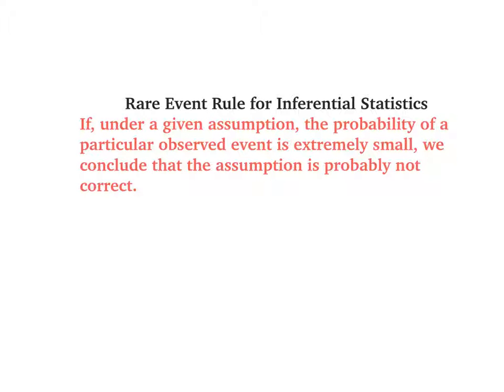First one is huge. Wish I could just drill this right into your head. It says rare event rule for inferential statistics. We're going to be doing this rule so much. It says under a given assumption, if the probability of a particular observed event is extremely small, we conclude that this assumption is probably not correct. And that's what we're going to do this whole second part of stats.